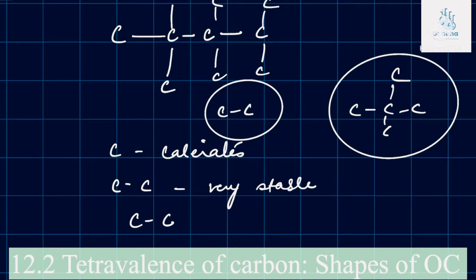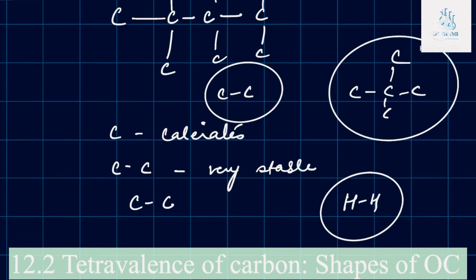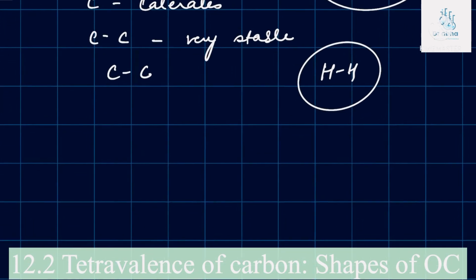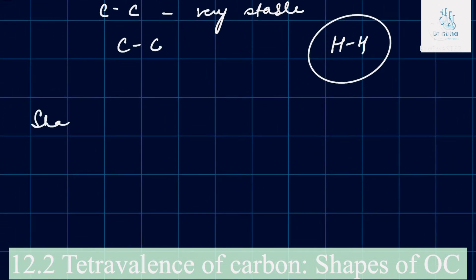बहुत से और एलिमेंट्स हैं जिनके सिंगल बॉन्ड स्ट्रॉन्ग होते हैं. Hydrogen single bond is very strong, but it does not catenate. Why? Only monovalent. It can only get attached in one direction, right? So I hope that was clear why carbon forms so many organic compounds. We'll be talking a little about the shape of carbon compounds.